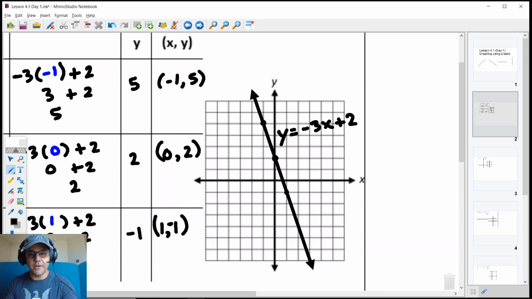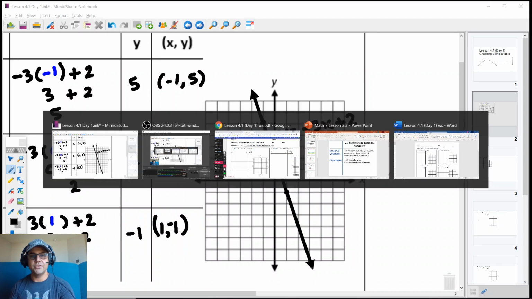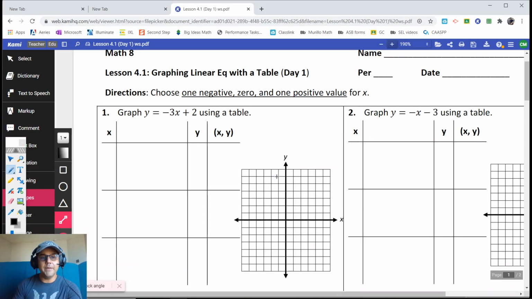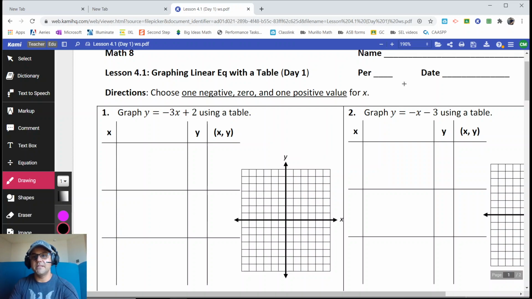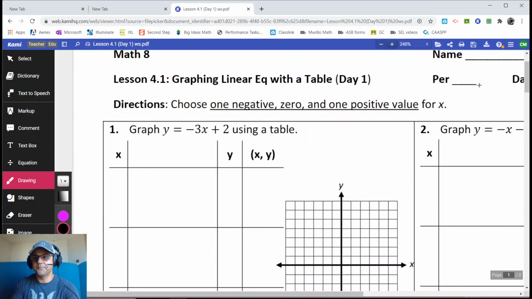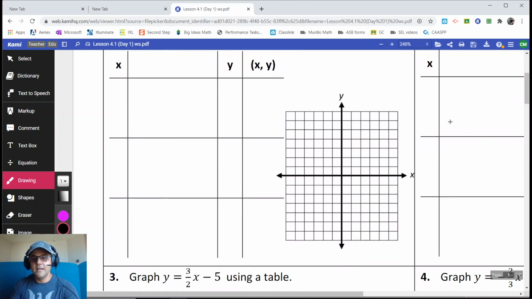So let me see if I can jump over to the Cami extension real quick. On the Cami extension, again, I'm going to do my drawing. I'm going to have my 3 points. Let me see if I can zoom in just a little bit more. So remember that was what? -1, +5. 1, 2, 3, 4, 5.